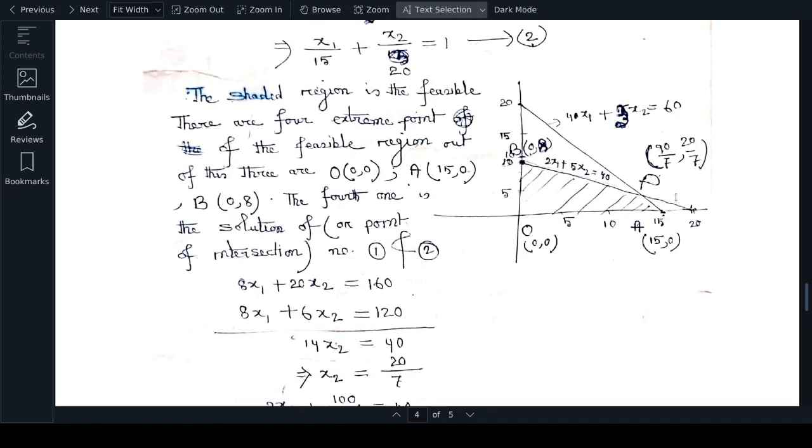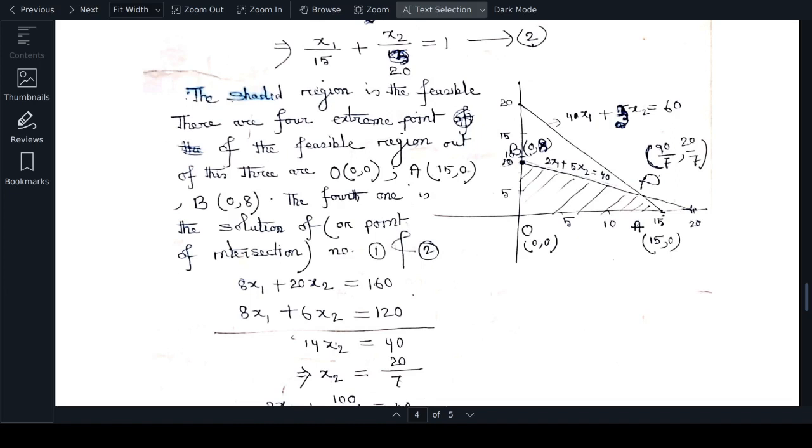By elimination method means we just solve these two equations. Here the equations are: 2x1 plus 5x2 equal to 40, we get one equation and for this equation we get one line. Another equation is 4x1 plus 3x2 equal to 60. So this is another line.